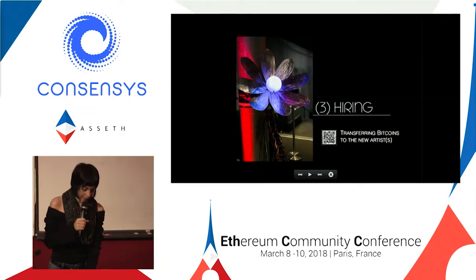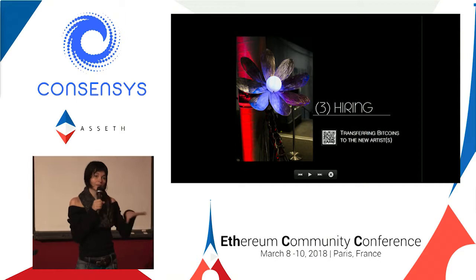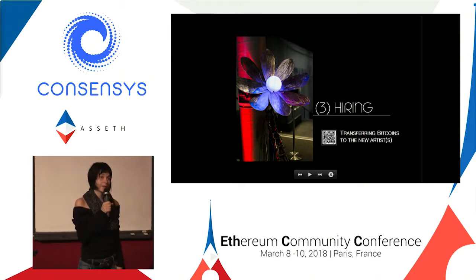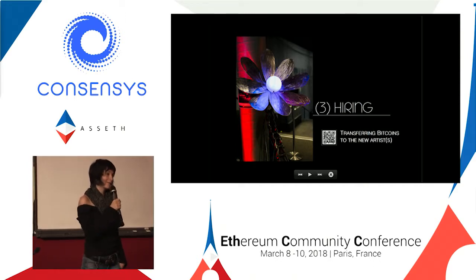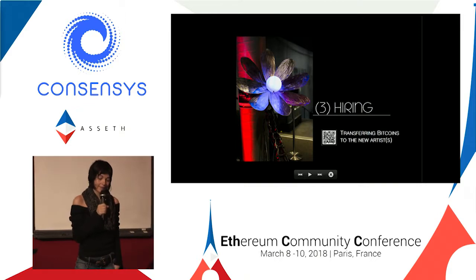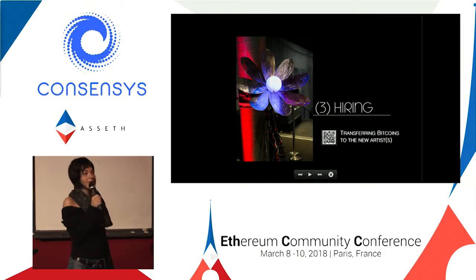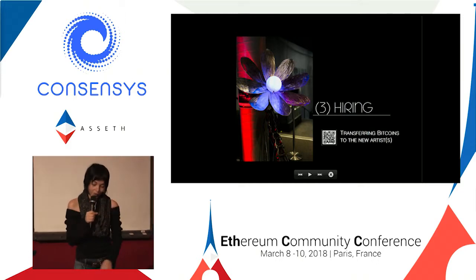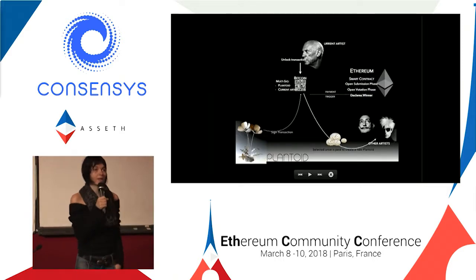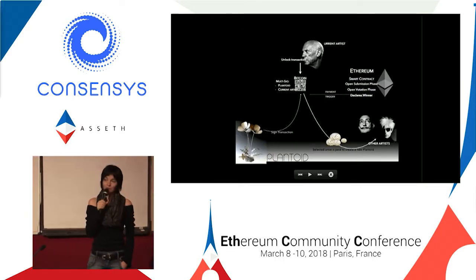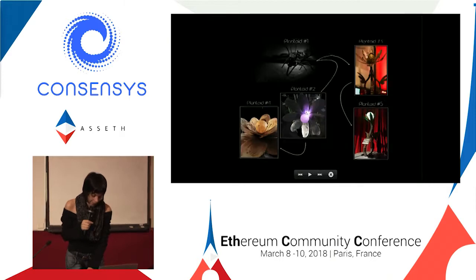Then eventually the smart contract processes all this information and identifies the actual winner of the call for bids, and this leads to the third phase of reproduction, which is the hiring phase. This is when the Plantoid will transfer the funds that it has collected so far to the selected winner, who is then hired by the Plantoid in order to produce a new piece.